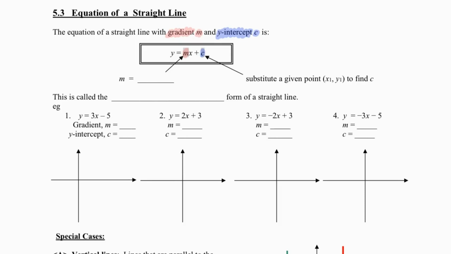And previously, we know that gradient m can be written with this formula: y1 minus y2 over x1 minus x2. Since you are given the gradient and intercept, this form will be known as the gradient-intercept form.